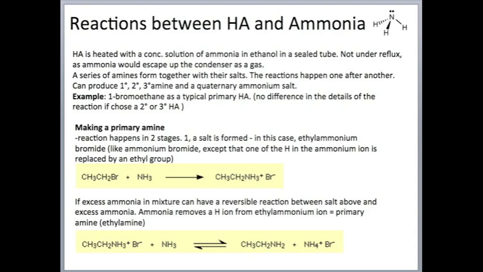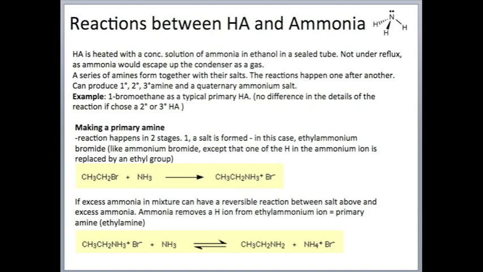So let's consider the example of 1-bromoethane as a typical primary halogenoalkane. And there is no difference in the details of the reaction if we choose a secondary or tertiary halogenoalkane instead. We will get a series of amines forming together with their salts, and the reactions happen one after another.